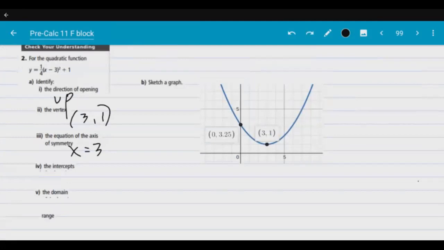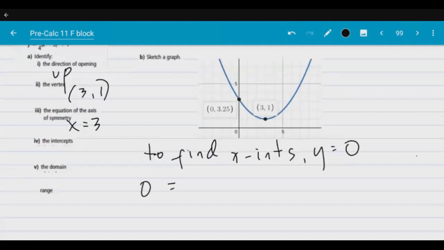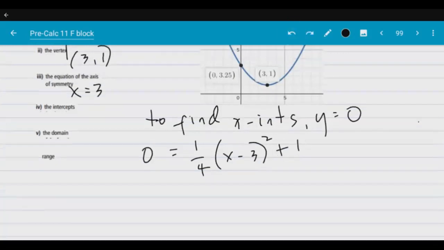So to find x-intercepts, make y equals 0. All right. 0 equals 1/4 times x minus 3 squared plus 1. So you'll be doing solving equations here. So let's move that one to the other side first. Negative 1 equals 1/4 times x minus 3 squared.